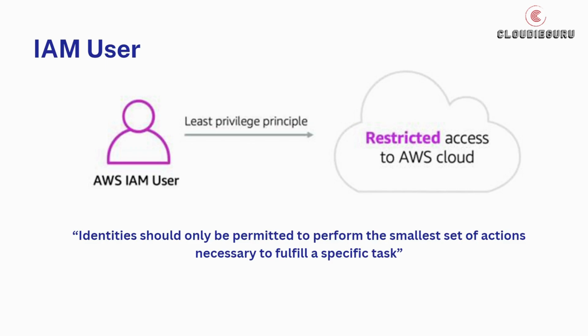IAM users also showcase the principle of least privilege, which states that identities should only be permitted to perform the smallest set of actions necessary to fulfill a specific task. For example, if any user is required to read data from a particular S3 bucket, then we should give read-only access for that particular S3 bucket to that user. This balances usability, efficiency, and security. Operating under the principle of least privilege helps limit unintended access and helps track who has access to what resources.